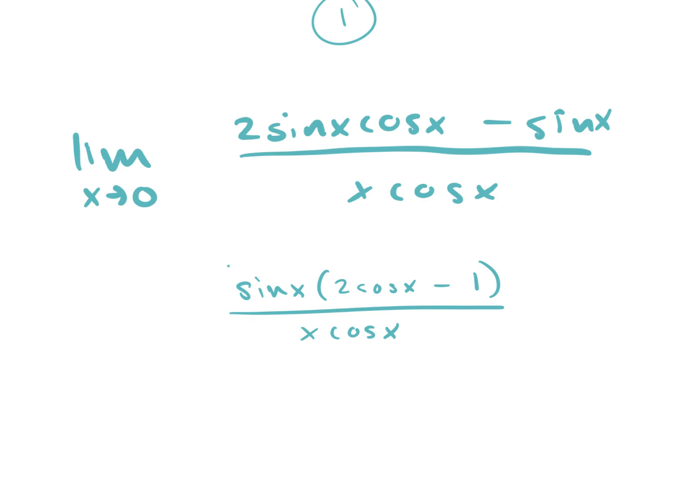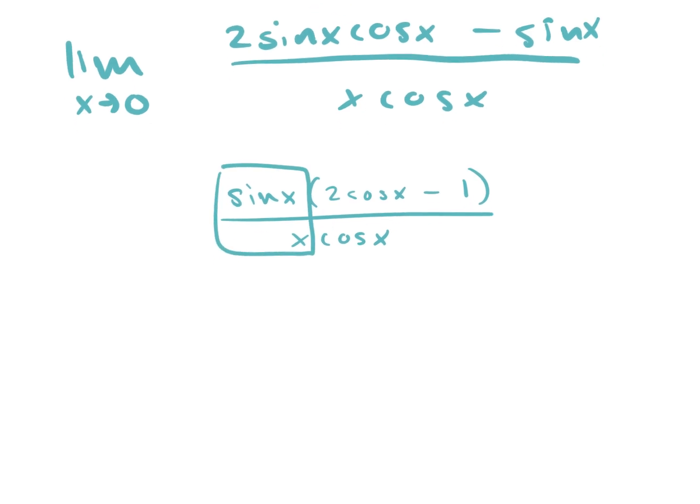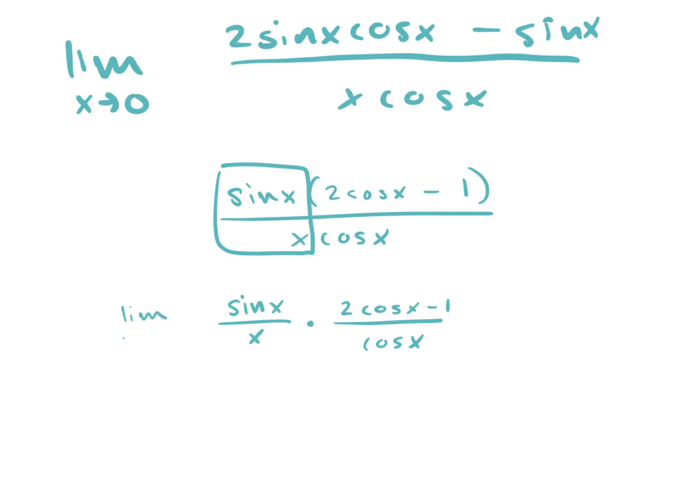What is the limit of sine of x over x? 1. Awesome. So I want to split this up. I'm going to split it up with multiplication since everything's being multiplied here. Sine of x over x times 2 cosine of x minus 1 over cosine of x. So sine of x over x we know is 1.